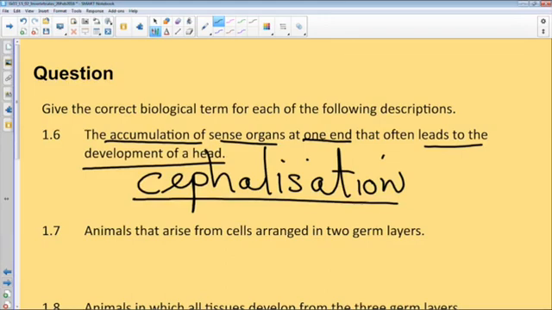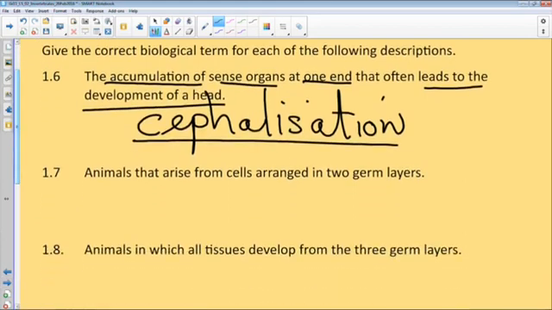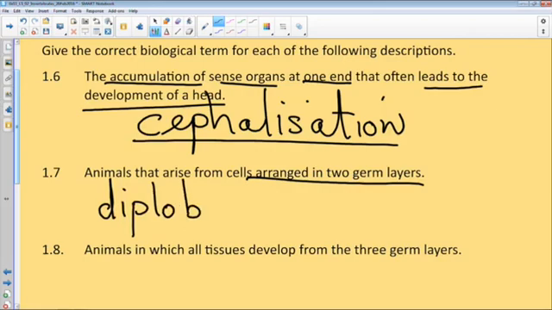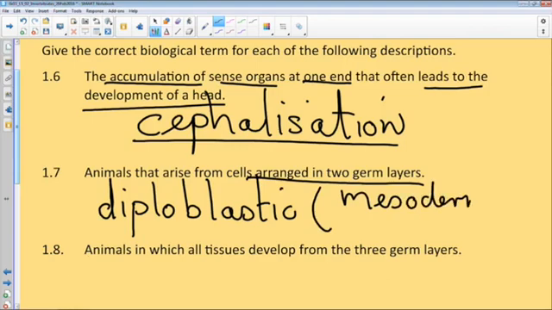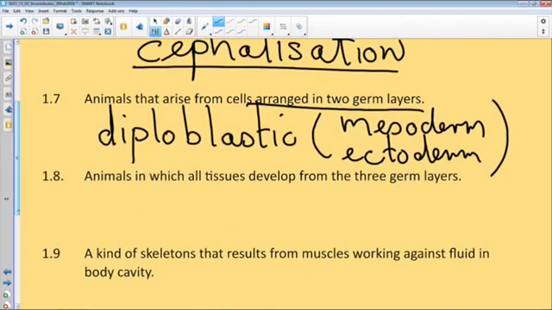Let's look at 1.7. Animals that arise from cells arranged in two germ layers. Guys, two germ layers, so we have to refer to this as being diploblastic. So organisms that have two layers are diploblastic. Again, those layers we're referring to are the endoderm and the ectoderm. And we're going to look at these in a bit more detail through the next session. Okay. Animals in which all tissues develop from three germ layers.